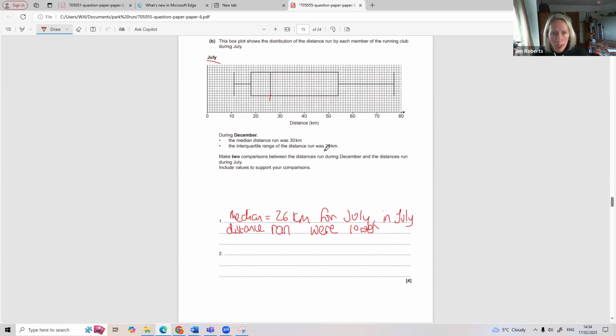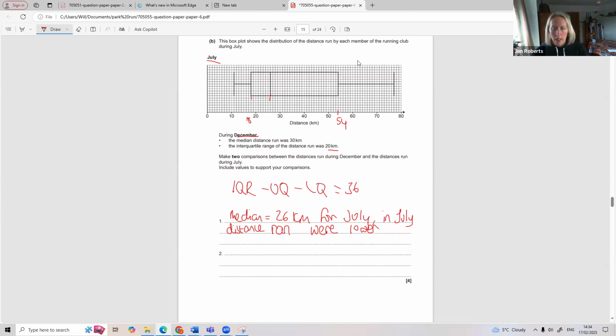Because we've been given the interquartile range for December, let's compare the interquartile range. The interquartile range is upper quartile minus lower quartile. Upper quartile is 54. Lower quartile is 18. 54 take away 18 is 36. So in December, the interquartile range is lower.